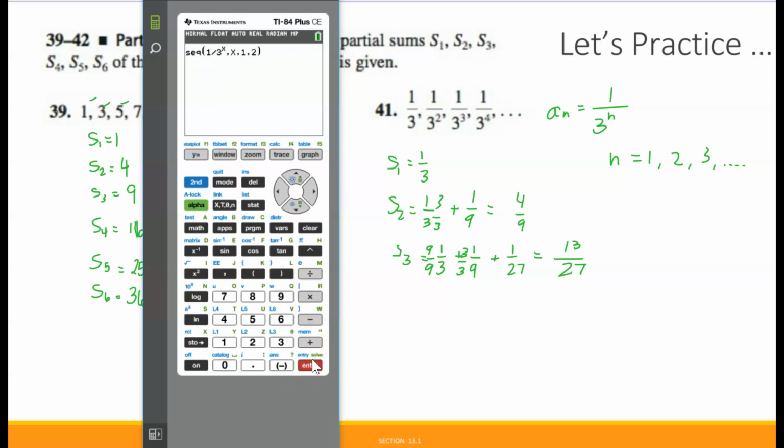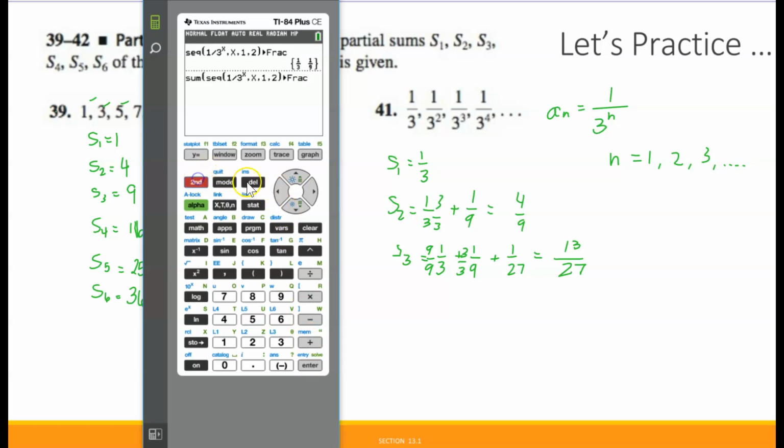Okay, so here's the sequence, and we know that these are all fractions. So I'm going to go ahead and turn on answer in fraction. So here's what we were adding up, the 1/3 and the 1/9. Second list, math menu, option 5 for sum. We're going to sum this sequence.